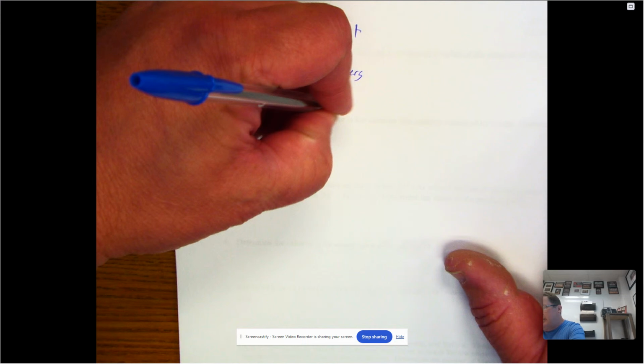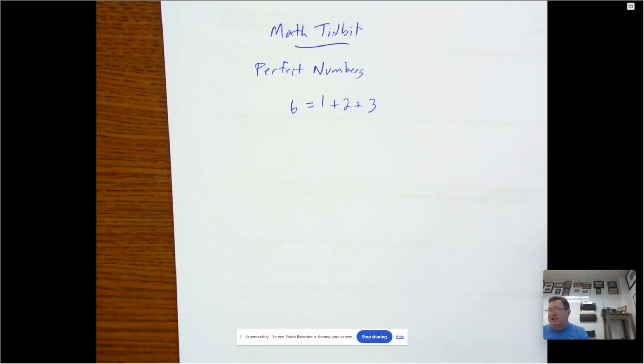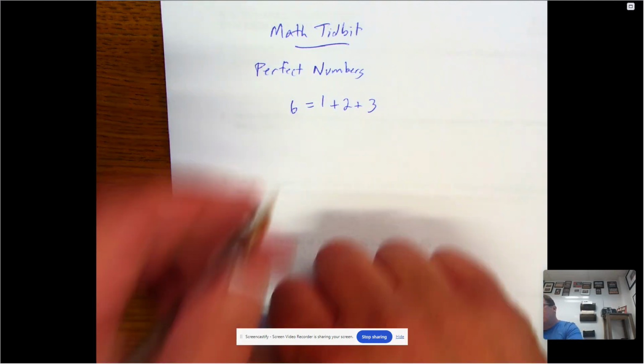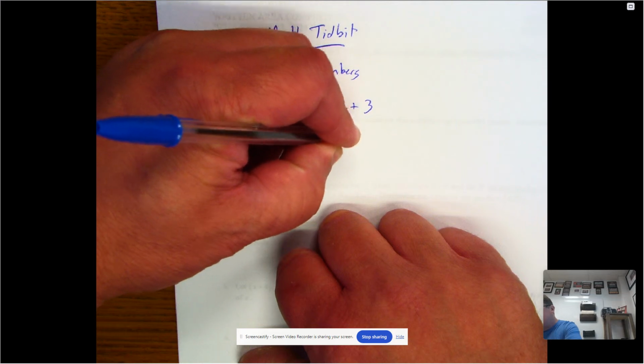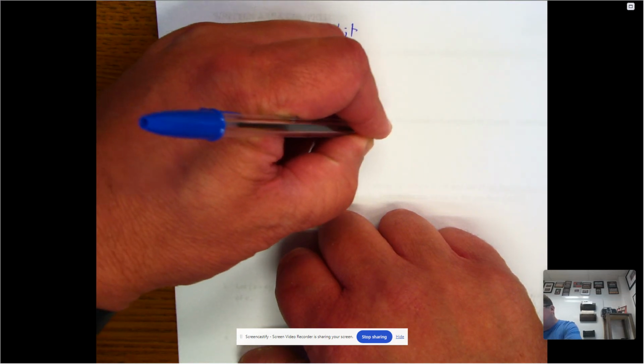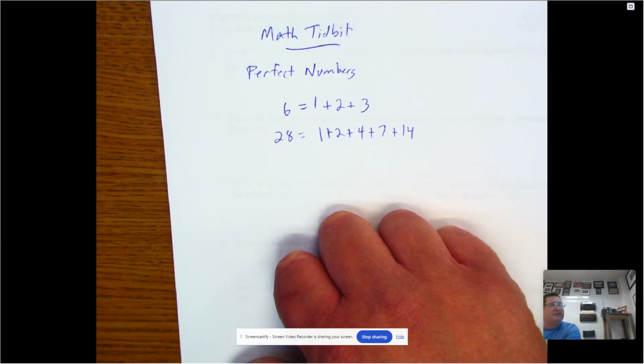6 is the first perfect number. If you take all of the numbers that are factors of 6 besides 6 and add them up, you get 6. And the next perfect number is 28. And so the numbers that are factors of 28 that are not 28 are listed there, and they add up to 28.